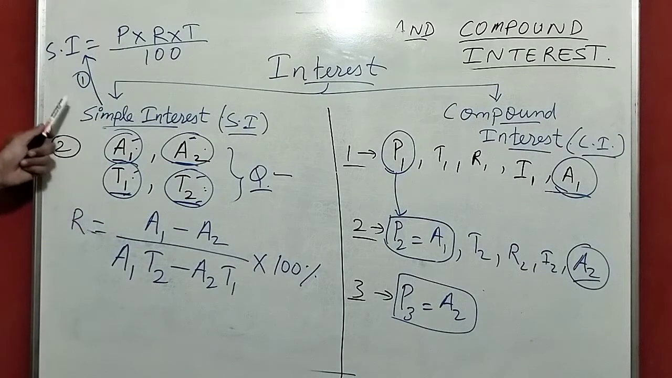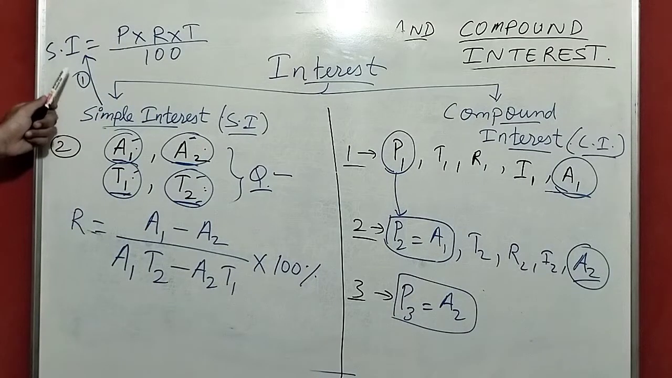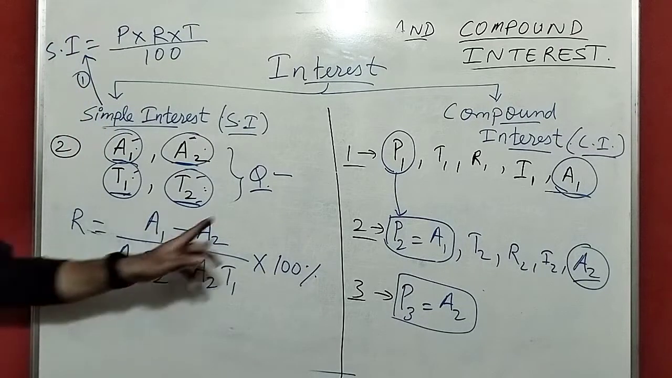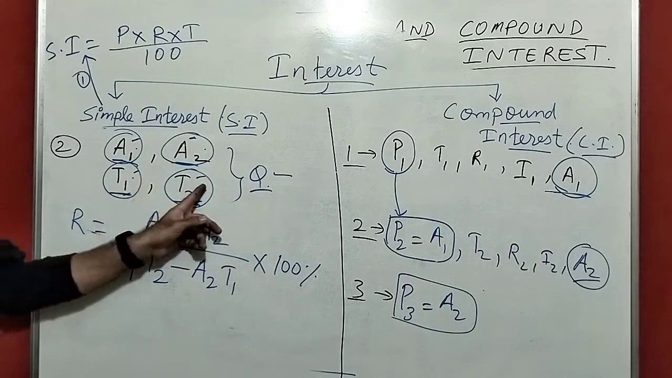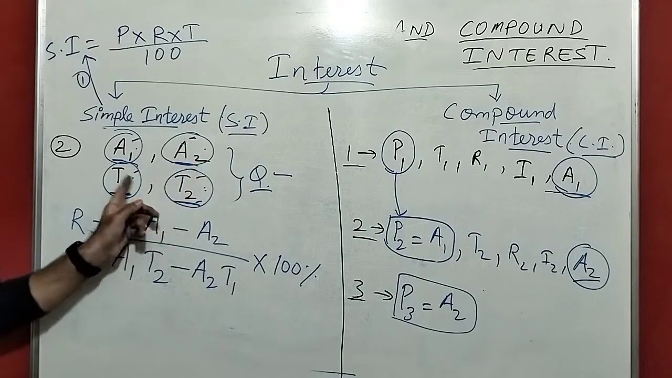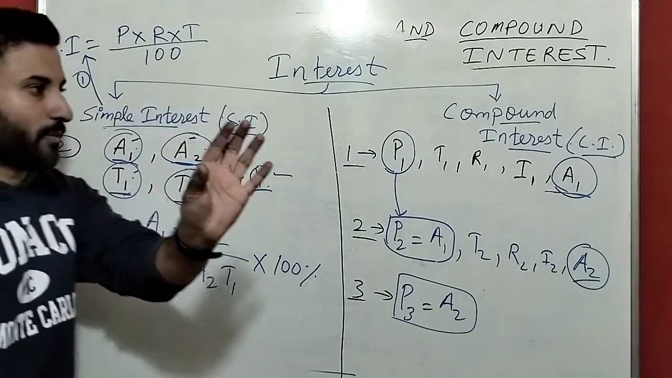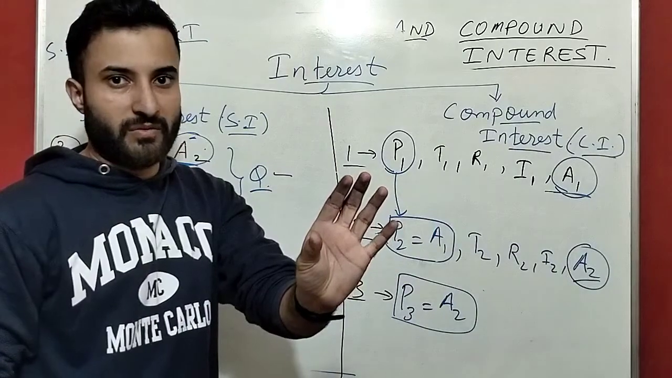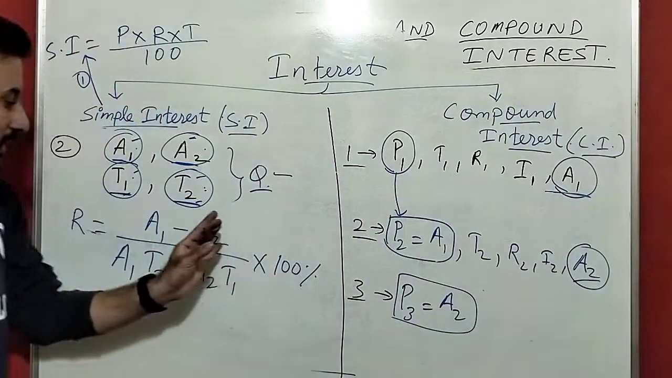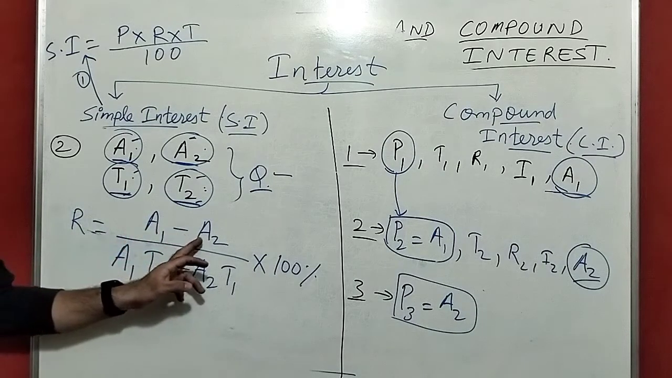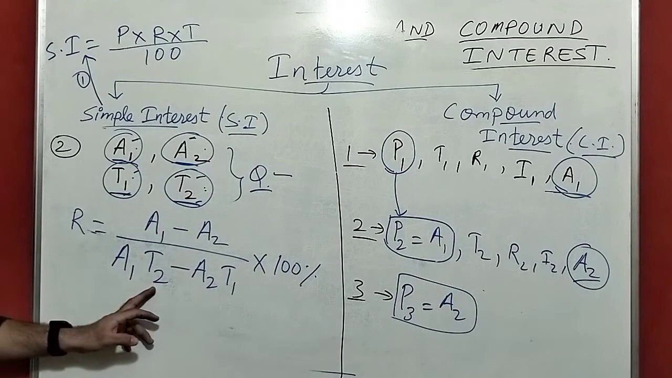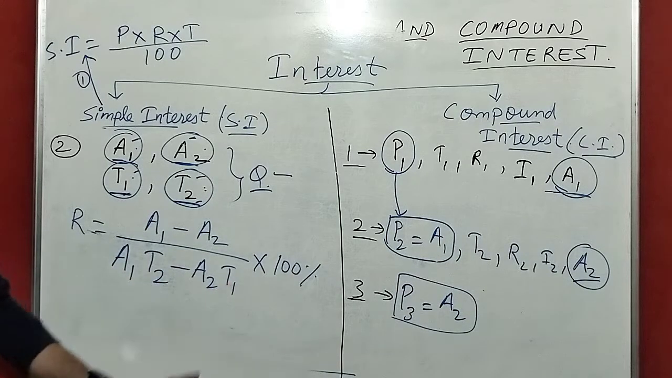So guys, the first formula for simple interest is P into R into T by 100, that we know. The second formula is: if in a question two amounts and two time periods are given, then for finding the rate of interest we apply this formula: amount 1 minus amount 2, divided by amount 1 into time 2 minus amount 2 into time 1, into 100%. This is the second formula. So copy it down, guys.